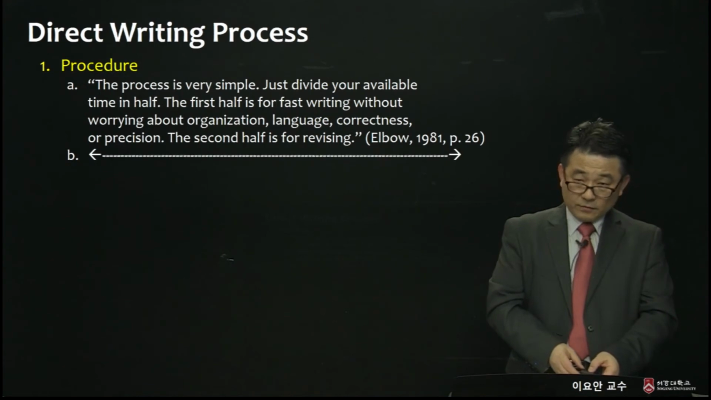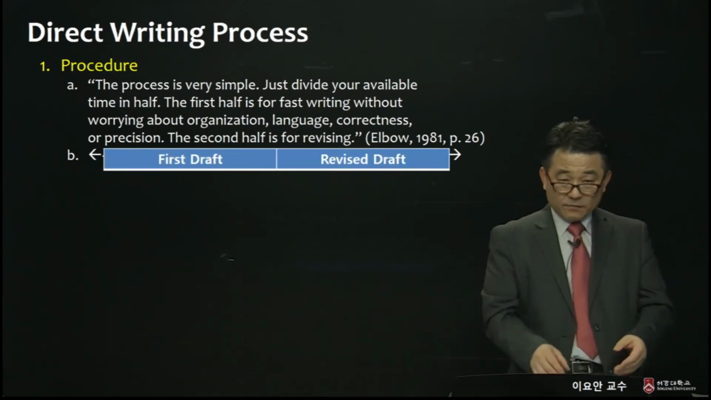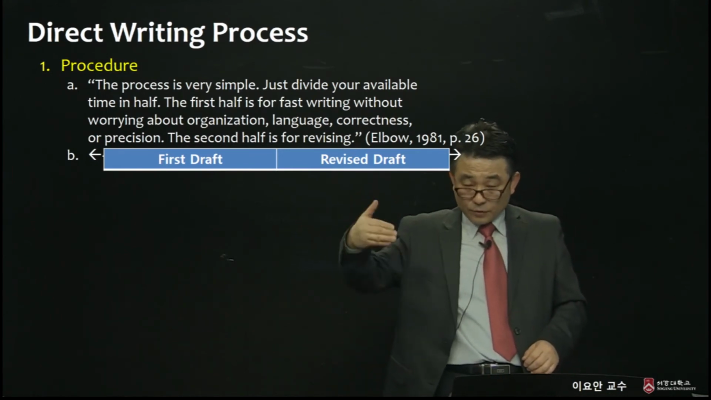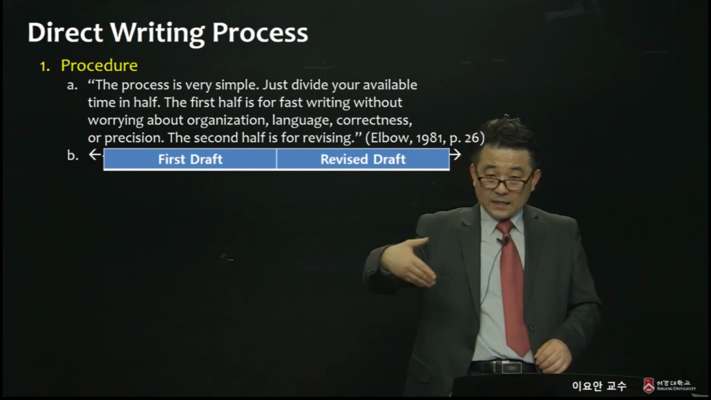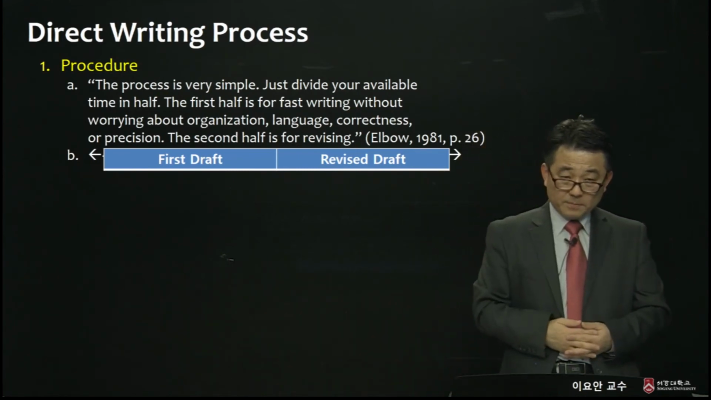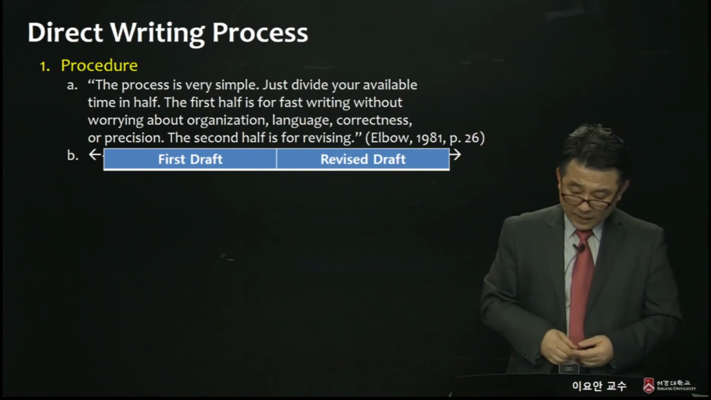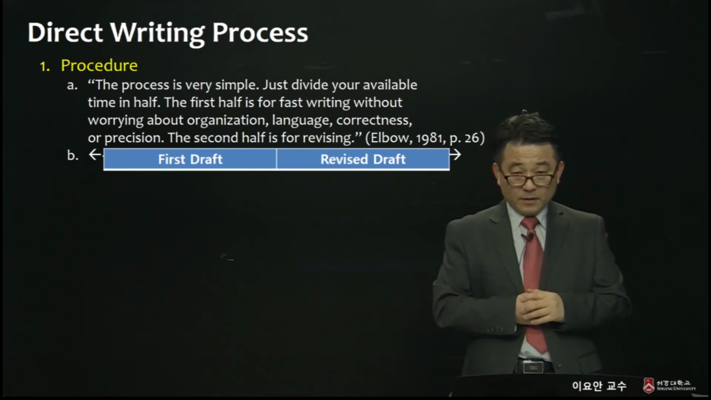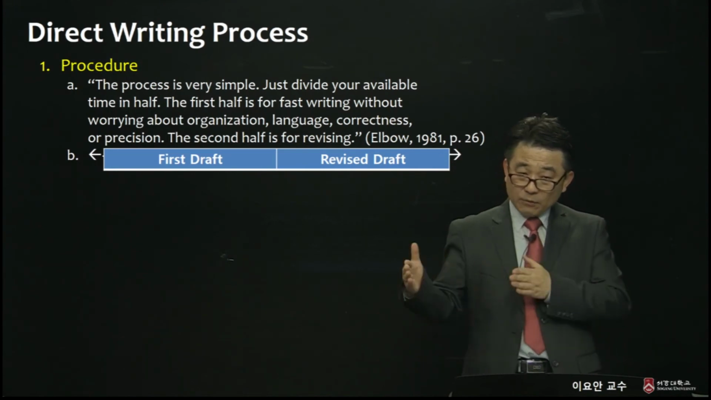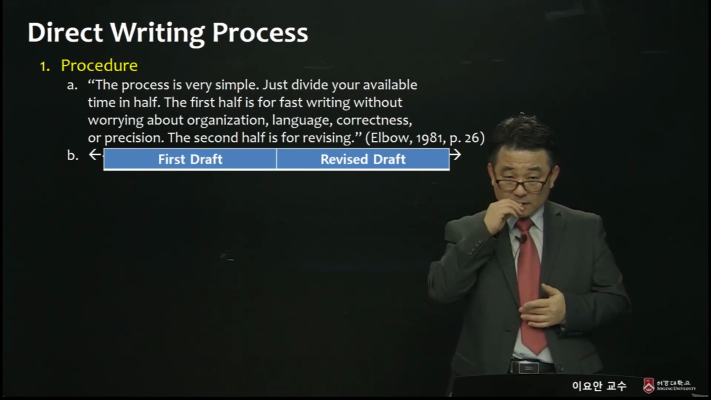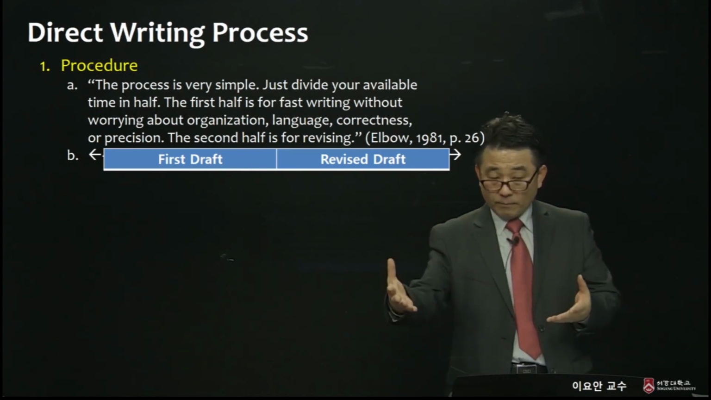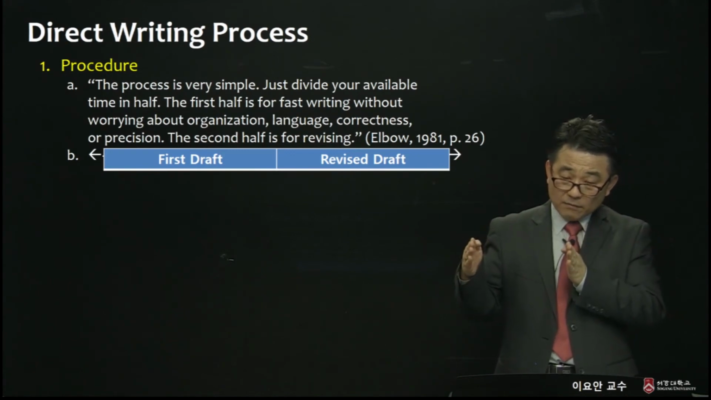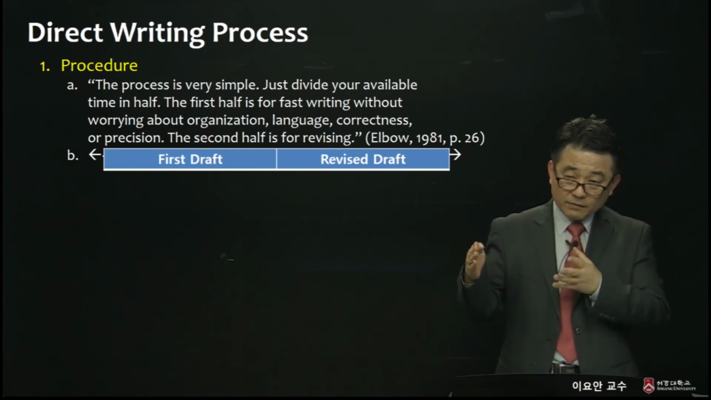So he tells you, for example, if you have 10 days for writing, the first 5 days should be spent on producing the first draft, and then the second half will be spent on revising the draft. Now, this is a pretty radical idea, because normally we would spend 8 or 9 days producing a perfect form, but he says you need to increase the time for flexible, free writing.